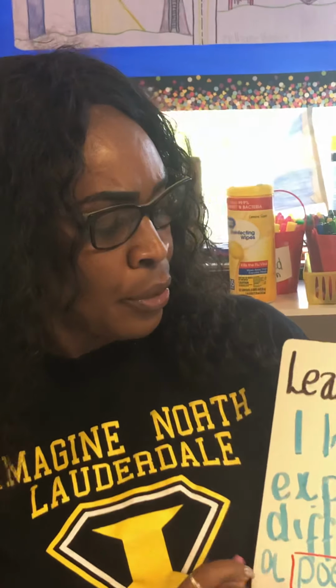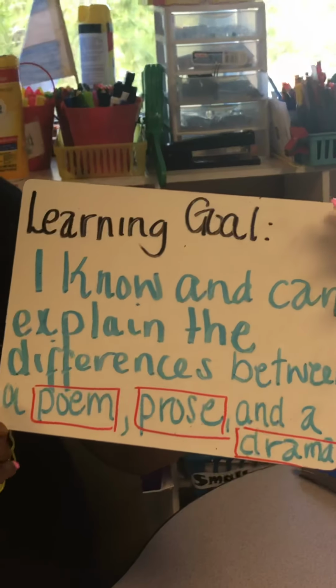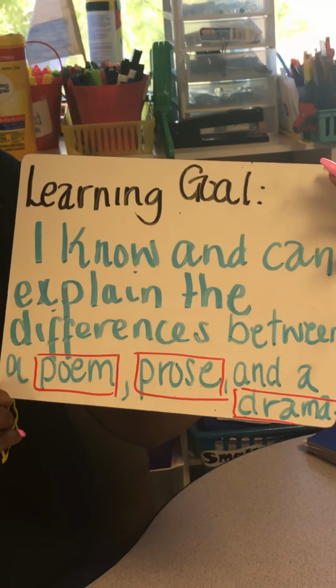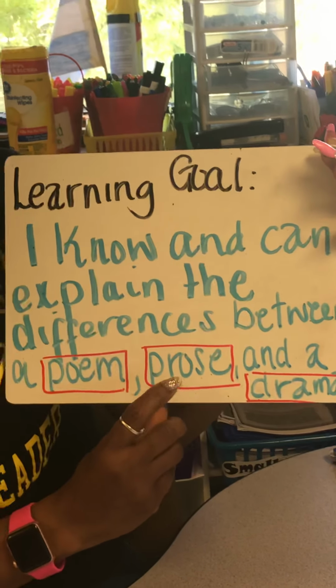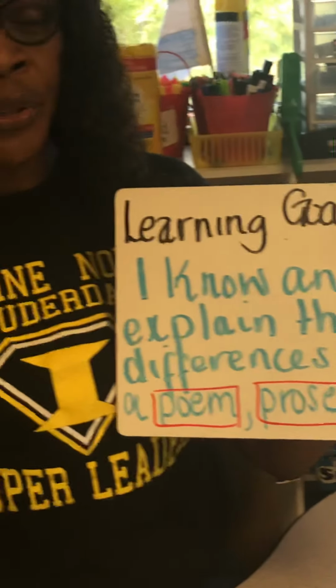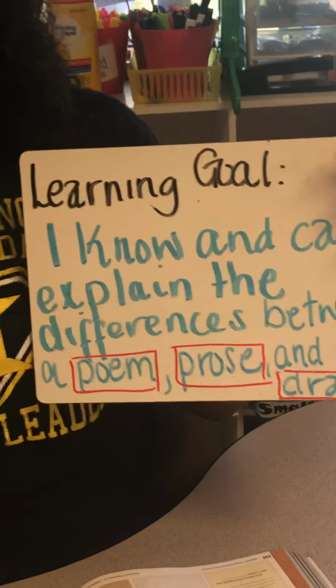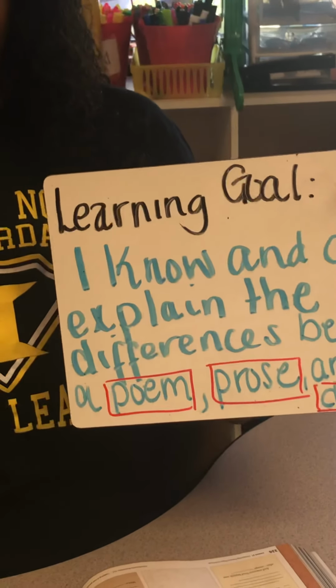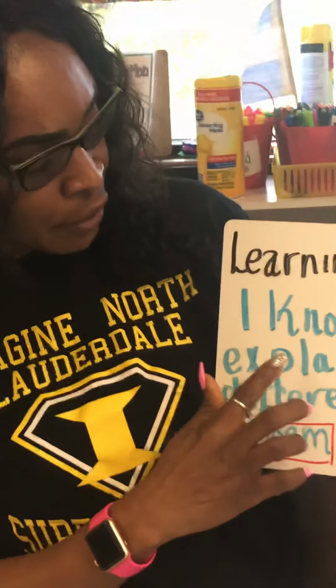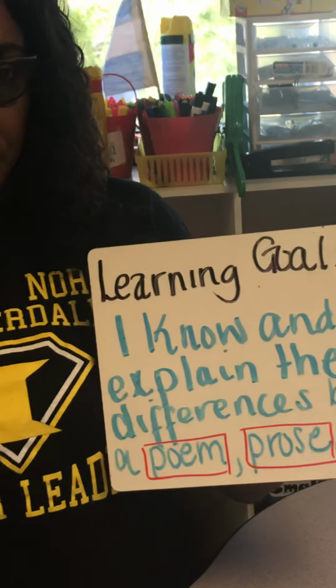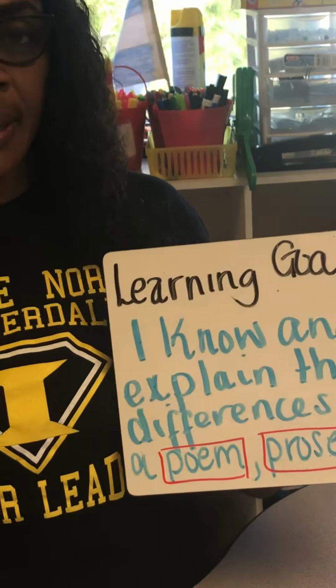Now this week, with the three literary elements that we have looked at, the prose, poem, and the drama, we want to be able to know and explain the differences between the poem, the prose, and a drama. You know them individually. We've taught you the elements individually. Now we want you to be able to tell the differences. What are the differences in the structural elements of a poem, of a play, and of a regular prose or story?